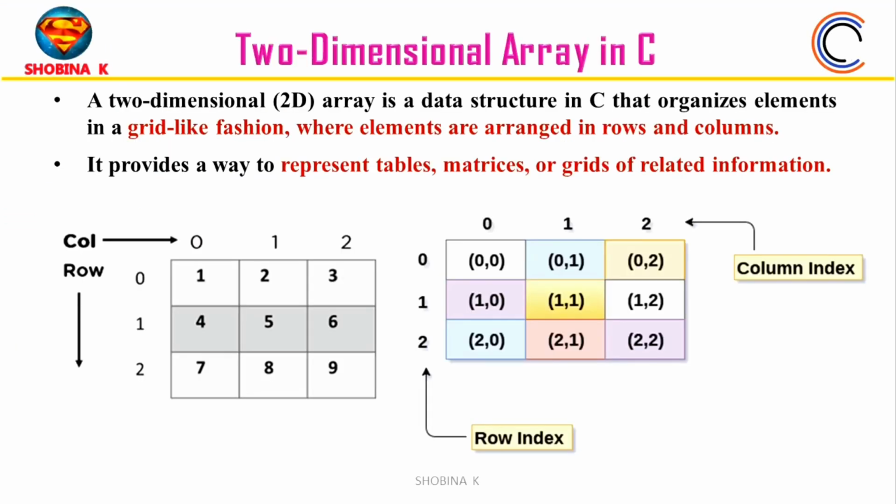Now let's understand the two-dimensional array. In a two-dimensional array, elements are arranged in rows and columns. The array can be visualized as a grid where each cell holds an element. All elements in the two-dimensional array are of the same data type. In a two-dimensional array, we access elements using two indices, one for row and another for column.